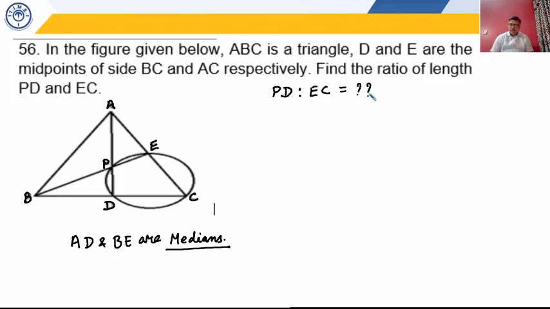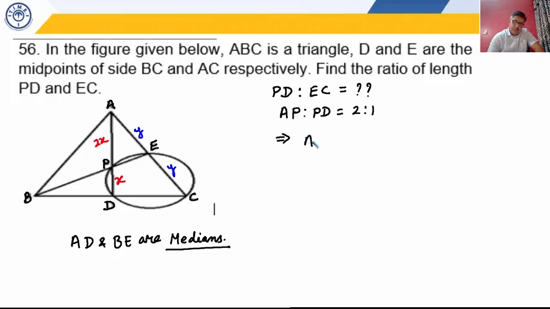Then how should we proceed in this question? Since AD and BE are medians and point P is the point of intersection of medians, P is equivalent to the centroid, and you know that P will divide the length of the median in the ratio 2:1. So can I say AP is to PD is 2:1? Can I say if this is 2x, then this must be x, and if this is y, this is also y.